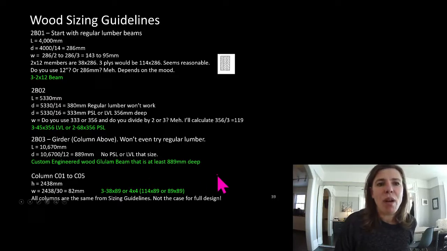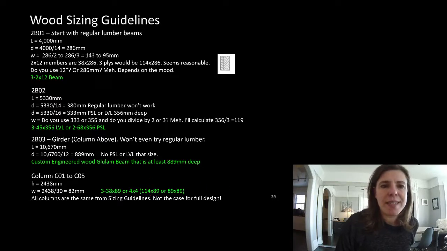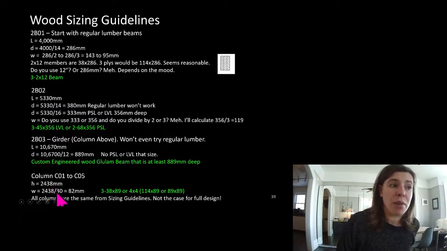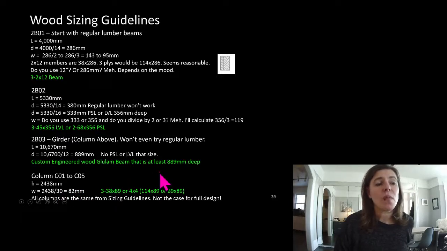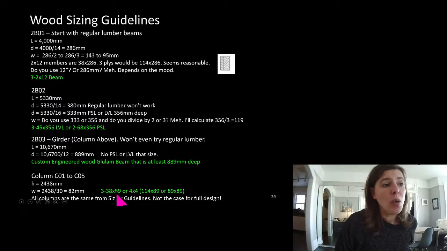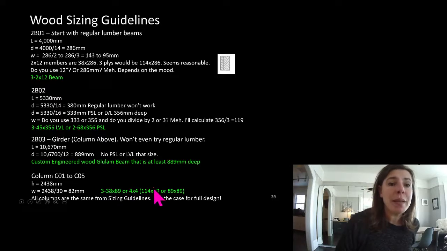Columns. Columns are always the interesting one because they're the least accurate. Now, they told us that the height was 2.438 meters tall. The sizing guideline for our columns is height divided by 30, or 82 millimeters. So that means we would want 3 2x4s or a 4x4. Because remember, the minimum size needs to be at least 82 millimeters.